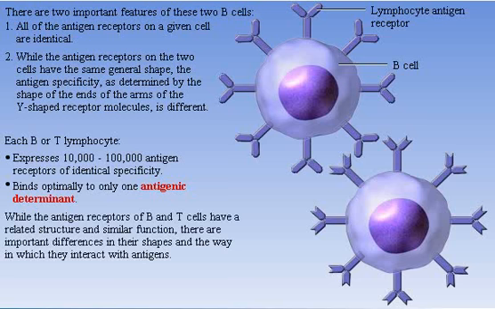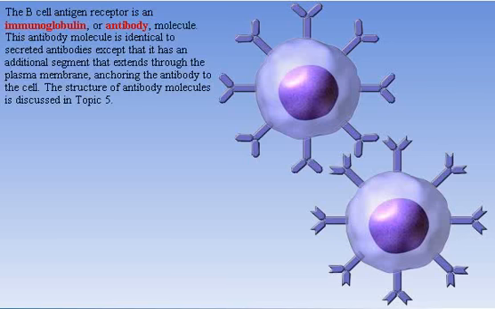While the antigen receptors of B and T cells have a related structure and similar function, there are important differences in their shapes and the way in which they interact with antigens. The B-cell antigen receptor is an immunoglobulin or antibody molecule. This antibody molecule is basically identical to secreted antibodies, except that it has an additional segment that extends through the plasma membrane, anchoring the antibody to the cell. The structure of antibody molecules is discussed in Topic 5. Click the B cell to enlarge the B-cell receptors.